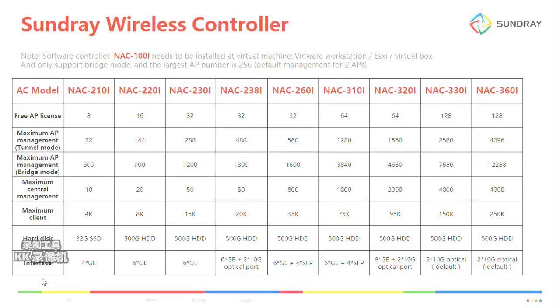And here is maximum clients. The entry-level one is 4,000 and the maximum is 250,000. And here is the hardware specification, like the hard disk and the interfaces. For the 200 series we have Ethernet ports, and also this one has optical ports. And for the 300 series, which is a higher-end one, we also support fiber connections, optical ports.